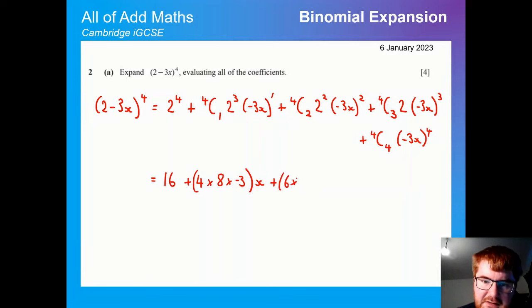So we have 6 times 2 squared, which is 4. Now this is where to be careful. Minus 3x all squared is equal to 9x squared. So we're going to have a 9 there. And then don't forget the x squared.